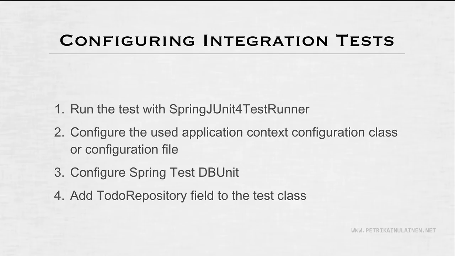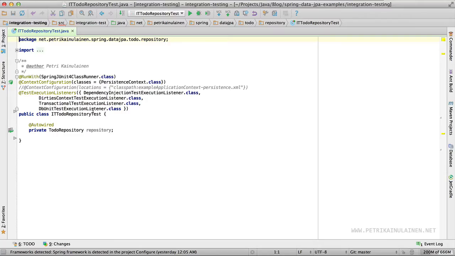Let's take a look at how our test class is looking at the moment. After we have added the configuration to our test class, its source code looks like this. Let's go through the configuration one more time. The first step was to use the RunWith annotation to configure the correct test runner. Second step was to use the ContextConfiguration annotation to configure the used application context configuration class or application context configuration file.